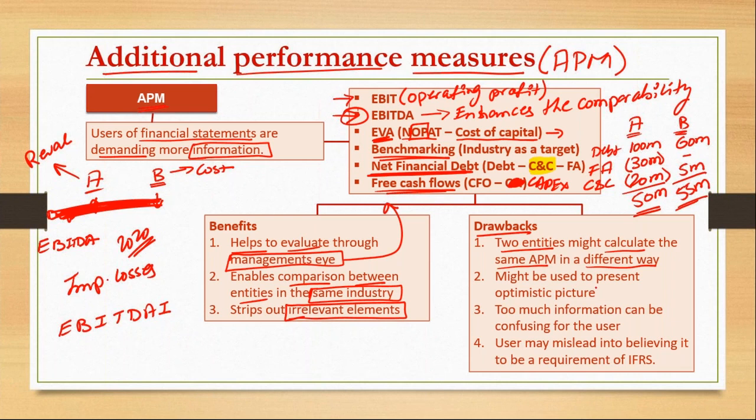Similarly, might be used to present an optimistic picture. The management may only show the APMs which show a better picture of the company, and we can simply ignore the ratios which are showing a negative picture of the company. So we can actually create an optimistic picture by showing the positive side only rather than showing the negative side. Ali Kani, we can even include it in the management commentary, or we can even show it somewhere in the financial statements or the disclosures.